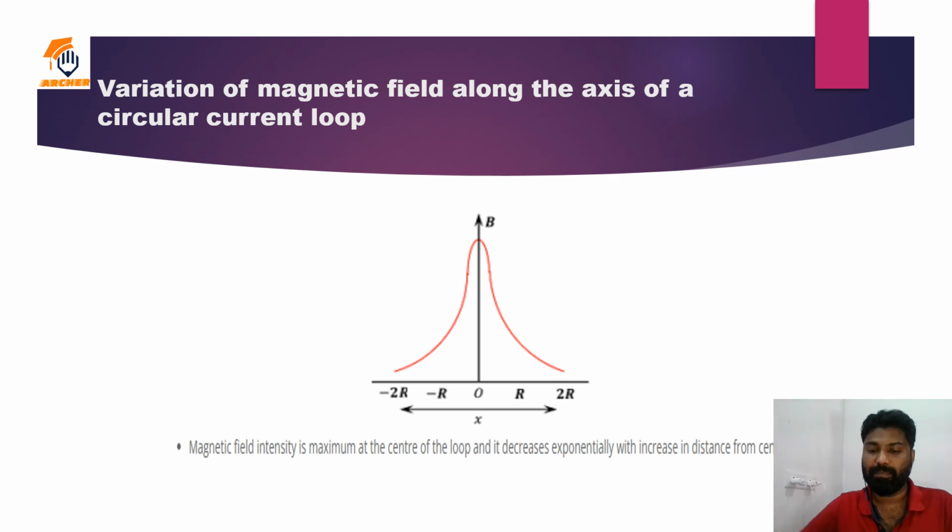So next is the variation of magnetic field along the axis of a circular current loop with distance from the center. Okay, this is our center O. So this is the radius we are taking. So the graph will go like this. The maximum field will be at the center of the coil, and it decreases as we go away from the center on either side of the loop. Okay, this is the variation of magnetic field.